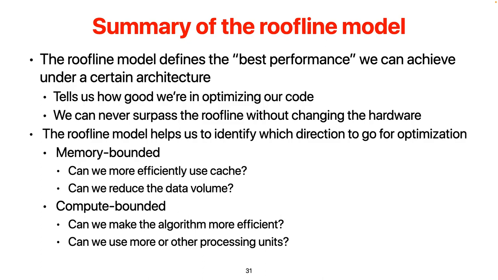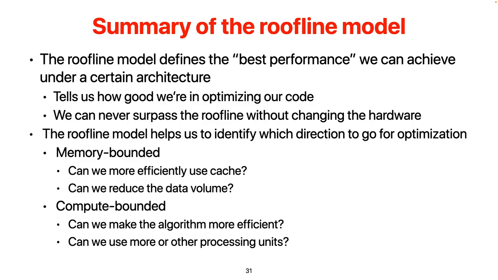And the roofline model is also a good thing to help you identify if your problem is memory bound or compute bound. And if it's memory bound, a few things you can think of: have we efficiently used the cache? Have we reduced the data volume, right? If you use half precision, at least you can reduce the data volume. And if you use a tiling algorithm, you can make your cache use more efficient, right? And for compute bound, can I make the algorithm more efficient? For example, reduce the operations per byte, right? Or can I use other processing units, like GPUs or whatever, right?